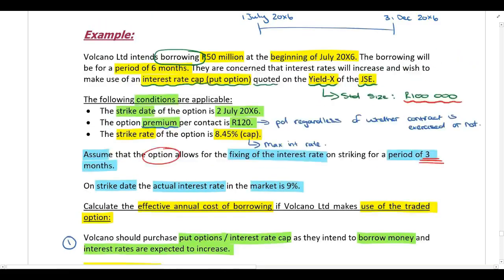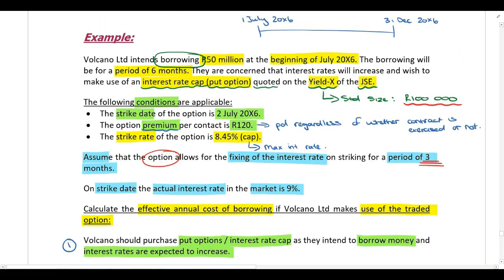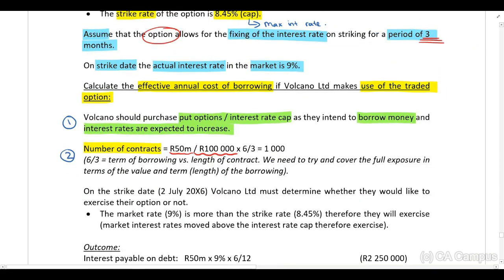However, we are not dealing with a 3-month loan. We are dealing with a 6-month loan. So we want to fix the interest rate for a period of 6 months, not a period of 3 months. So what we need to do is multiply that by 6/3 so that we can get the number of contracts. We did a similar calculation when we looked at the futures contract. You always match the term of the contract to the term of the loan. So what you do is you multiply by the loan term and you divide by the option contract term.